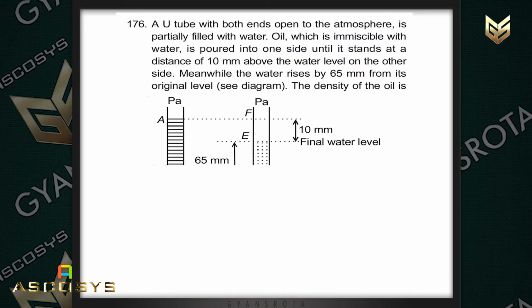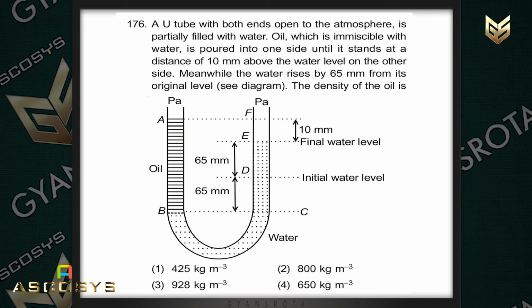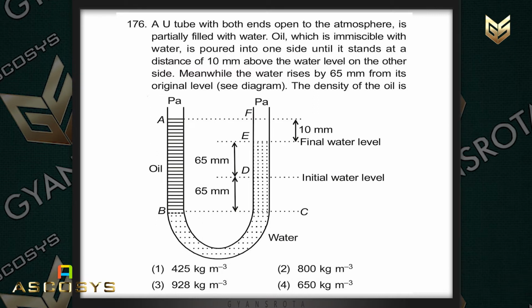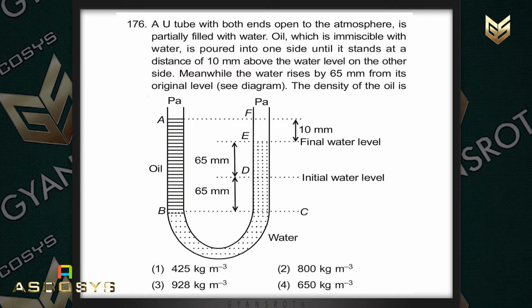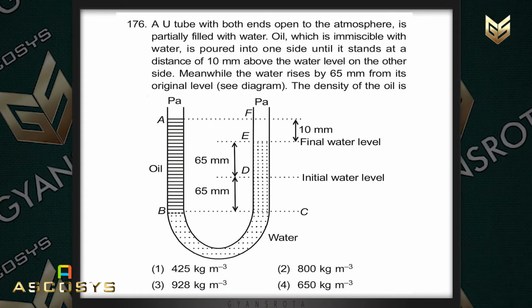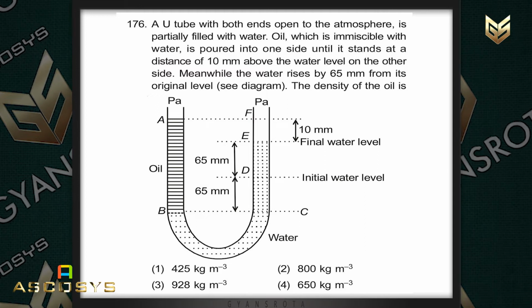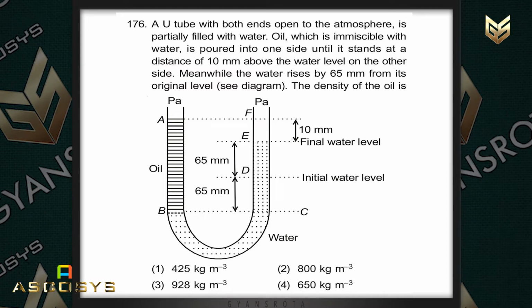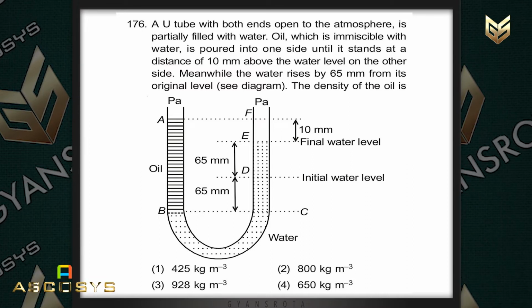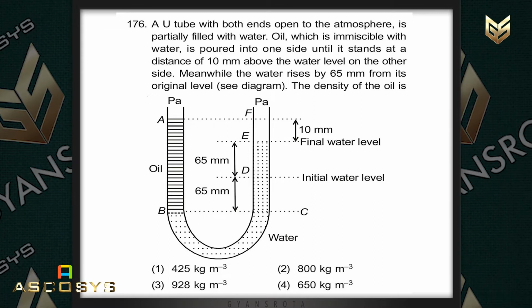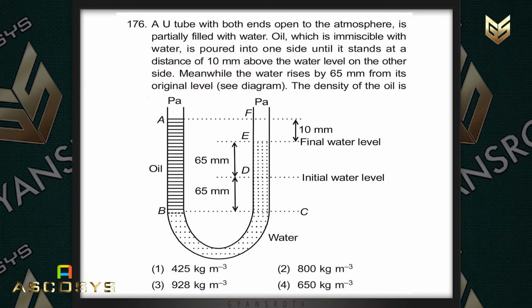A tube with both ends open to the atmosphere is partially filled with water. Oil, which is immiscible with water, is poured into one side until it stands at a distance of 10 millimeter above the water level on the other side. Meanwhile, the water rises by 65 millimeter, that is its height, from its original level. If you see the diagram, the density of the oil will be how much?